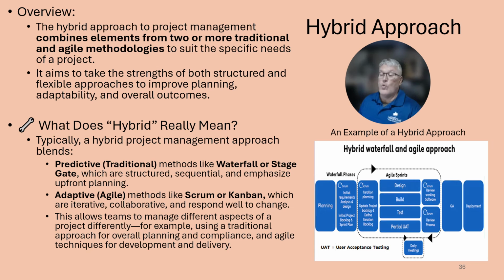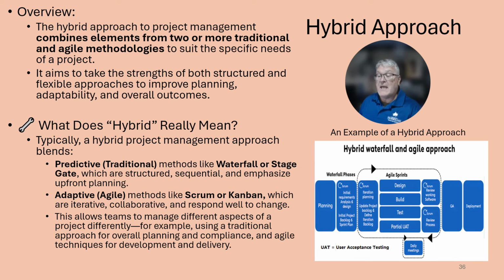What does hybrid really mean? Typically, a hybrid project management approach blends predictive or traditional methods like Waterfall or stage gate, which are structured and sequential and emphasize upfront planning, with adaptive methods like Scrum or Kanban, which are iterative, collaborative, and respond well to change. This allows teams to manage different aspects of a project differently, for example, using a traditional approach for overall planning and compliance, and agile techniques for development and delivery.